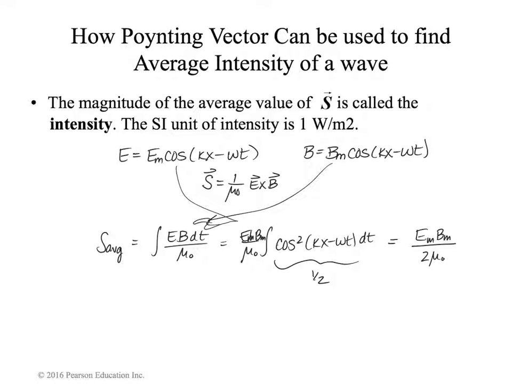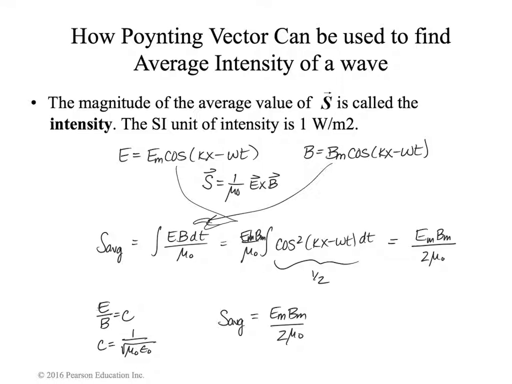Now, earlier we learned that E over B is equal to c. This ratio is true when we're talking about electromagnetic waves, and so we can use this, and also the fact that c, which is the speed of light, can be written as 1 over the square root of mu naught epsilon naught. We can use this to write the average Poynting vector in a couple different ways, and we're just going to look at those.